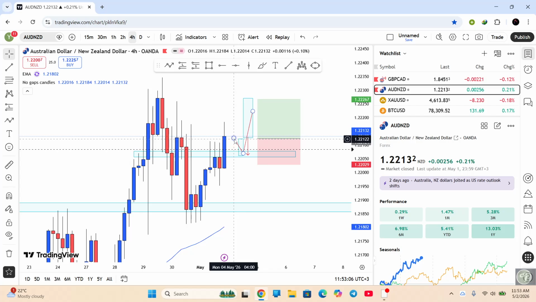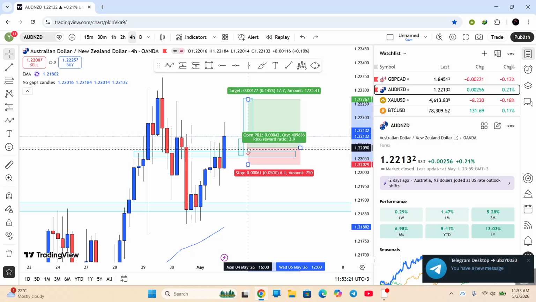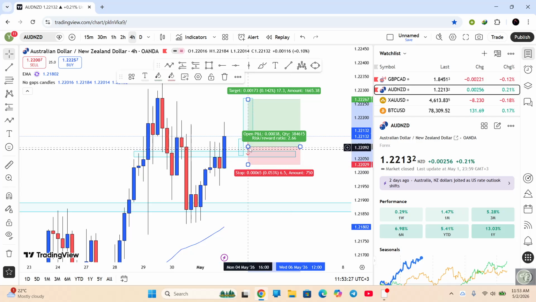So the only reason I go to 1 hour or 30 minutes is to try and enter my trade around this level instead of exactly on the body closure. I will go to the lower time frame and enter around this level, maybe around this level, right? This level.